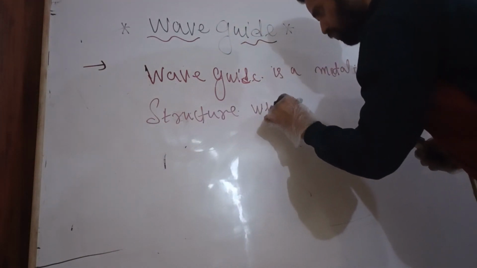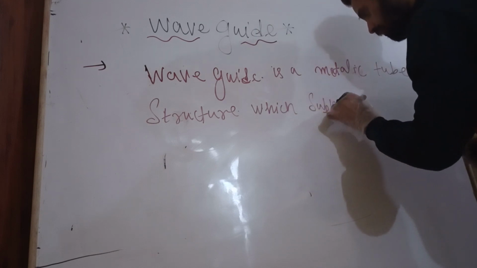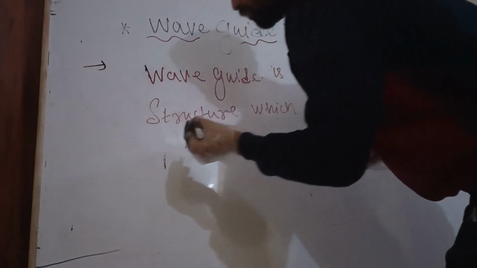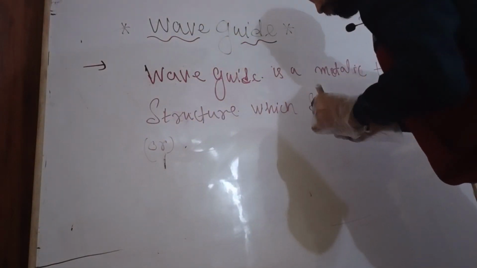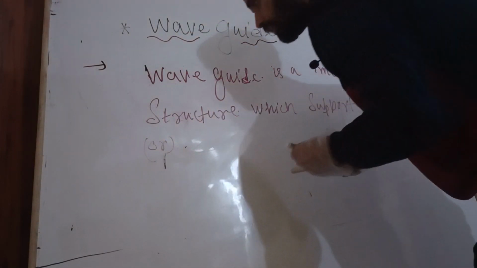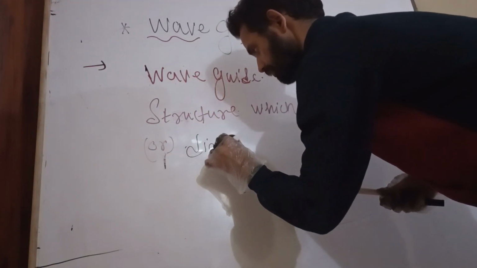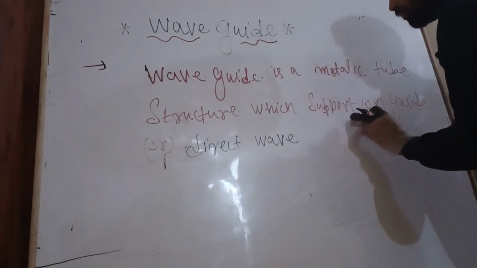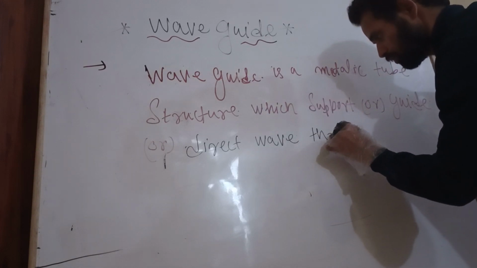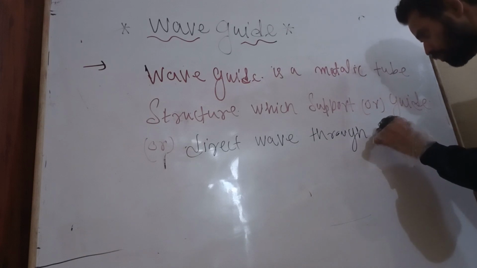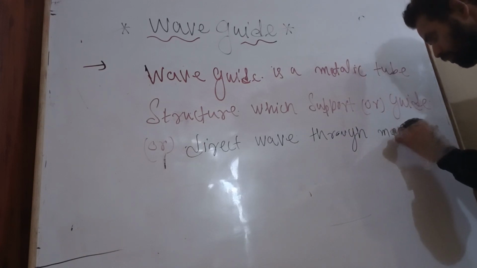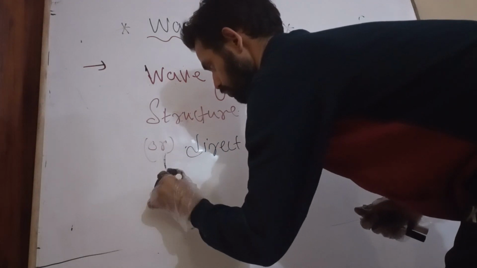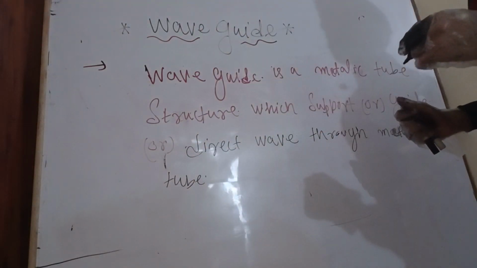Which supports, guides, or directs the wave through the metallic tube. So this is what a waveguide is.